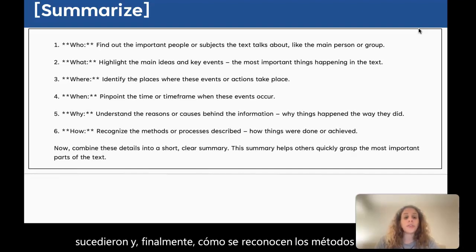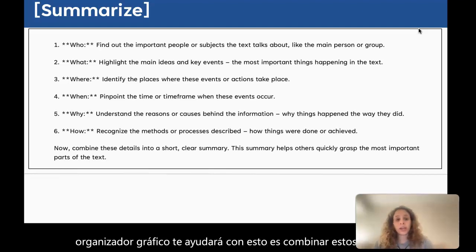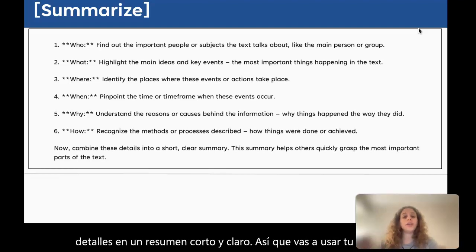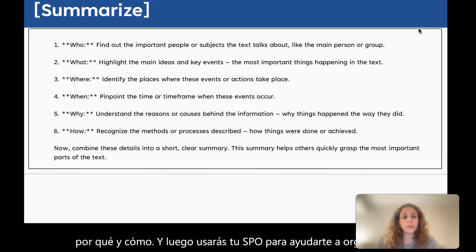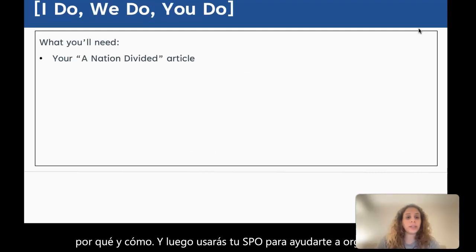And what you're going to do after you find all that stuff, and your graphic organizer is going to help you with this, is to combine these details in a short, clear summary. So you're going to use your graphic organizer to find the who, what, where, when, why, and how. And then you're going to use your SPO to help you organize how you want your writing to flow. And I'm going to show you how to do that in the next slide.